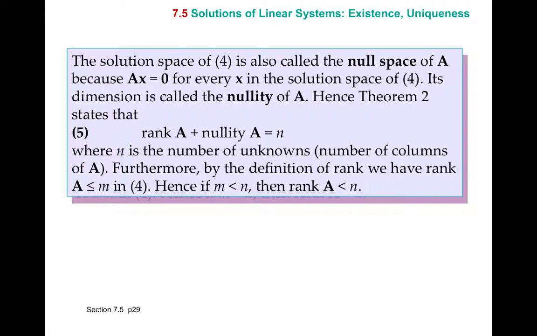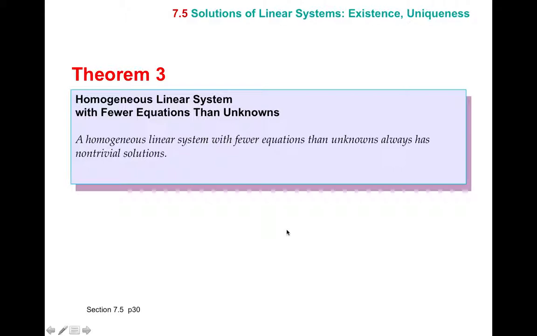And furthermore, by the definition of rank, we have that the rank of A has got to be less than or equal to m, which, if you recall, is the number of rows. So if m is less than n, so the number of rows is less than the number of columns, then the rank is less than n. If we have fewer equations than unknowns, we will always have non-trivial solutions.